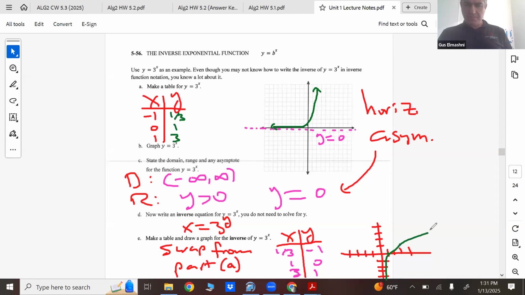When there's an asymptote, you put like a U thing in between. It looks like a U. That's if you have two branches, that's for the rational function, like one over x. We don't have that here.